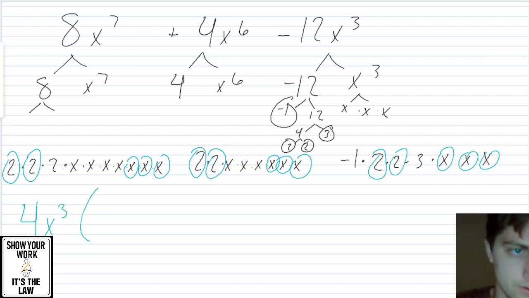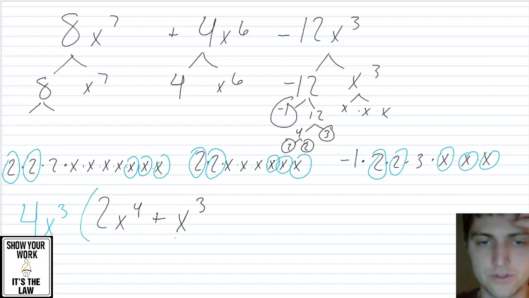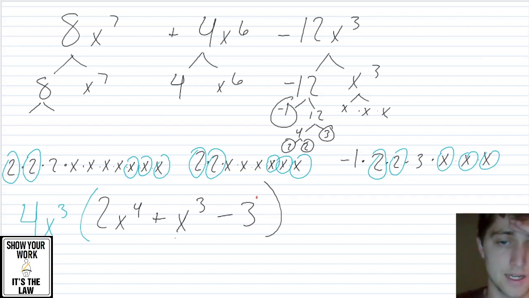So what we're left with on the inside is going to be what's left over. 2 times x times x times x times x, that's 2 times x to the power of 4. Over here, we're just left with x to the power of 3. And over here, we have negative 1 times 3, so that's a minus 3. That's why we need to take care of our negative signs, because we can't lose it.